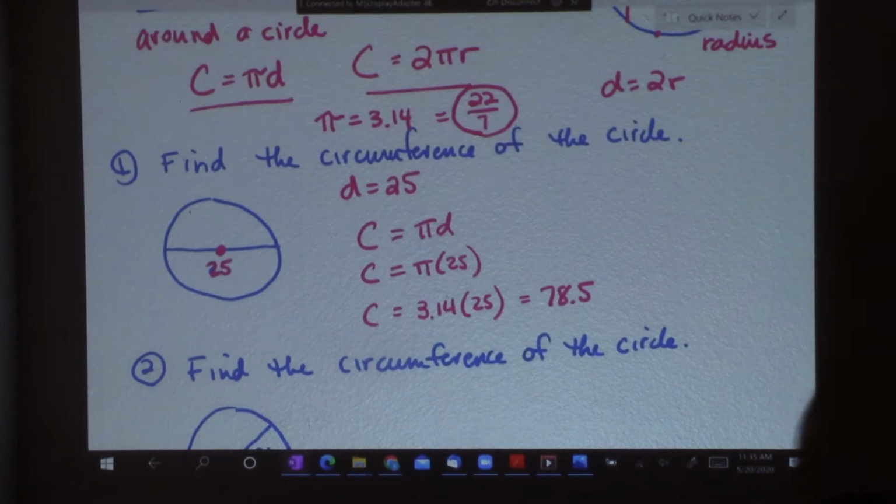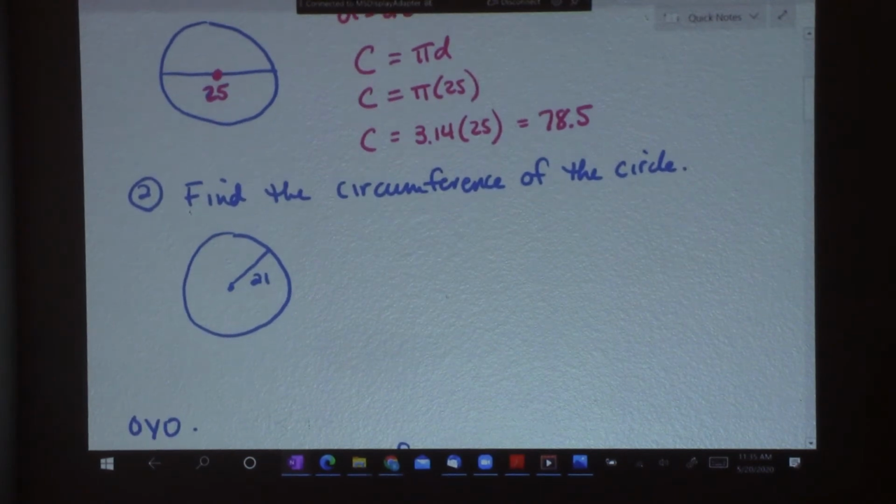And you just have to understand the concepts. All right, so let's do the next one. Find the circumference of the circle. So this time I've got the 21. Now do you see the difference here? The number is over one side. Even if we had the whole thing here, if the 21 is not over the middle, but it's over one side, that means the radius. So be very careful that you can see the difference between these two things.